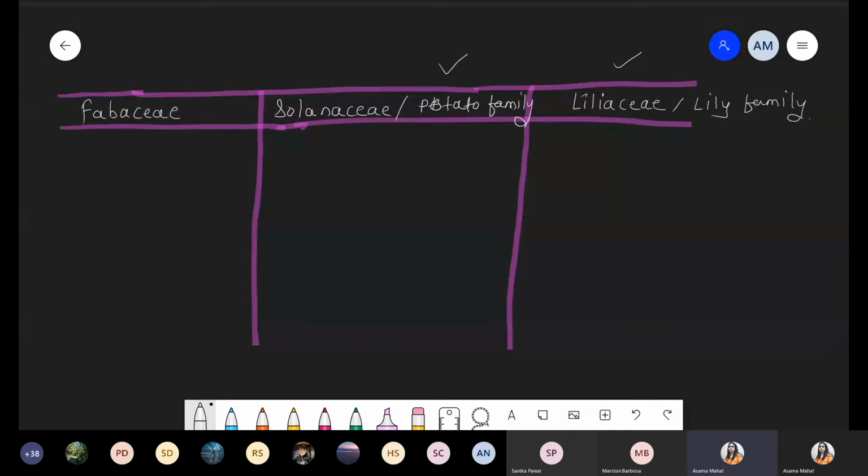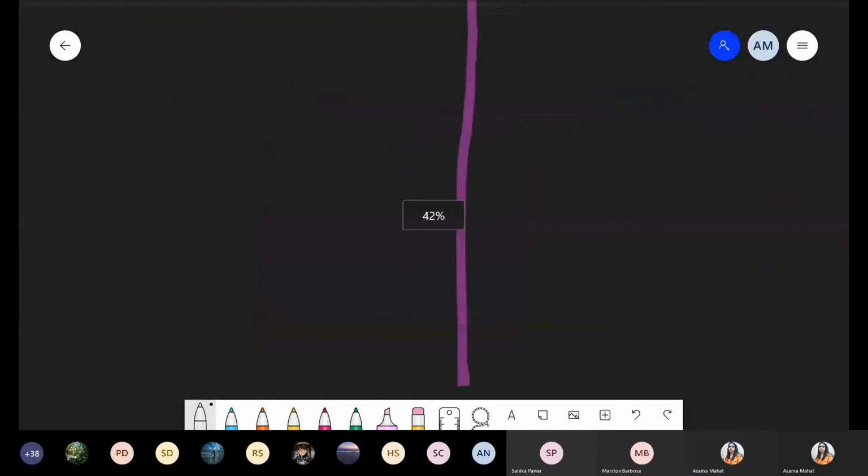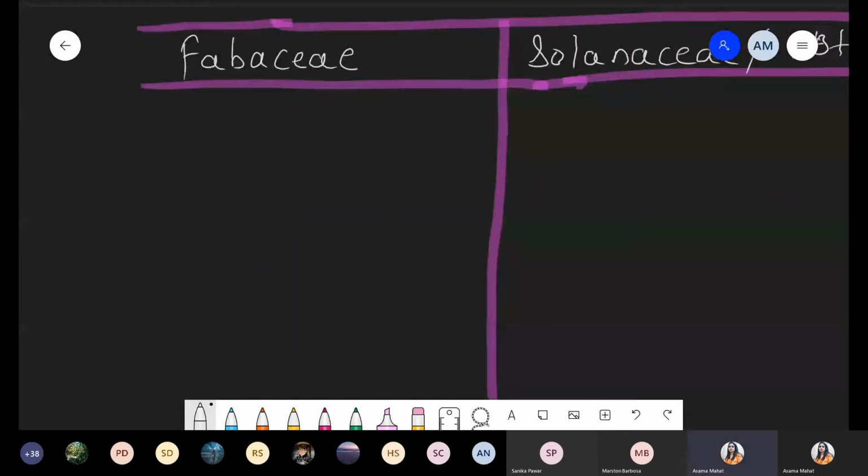We are talking about, first of all, the habit. Okay, chalo. So we are going very slowly because we have to compare each and every point, and there is some trick. Without any more practice, you can easily understand. These are the examples belonging to Fabaceae, this one the Solanaceae, and there's only Liliaceae. So this is one trick to understand the family.